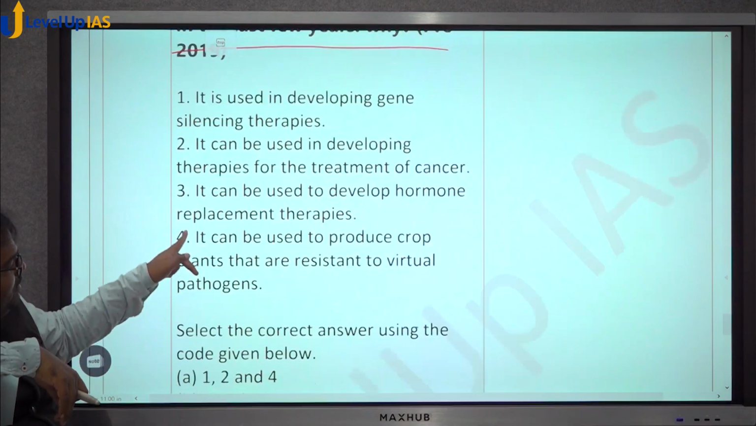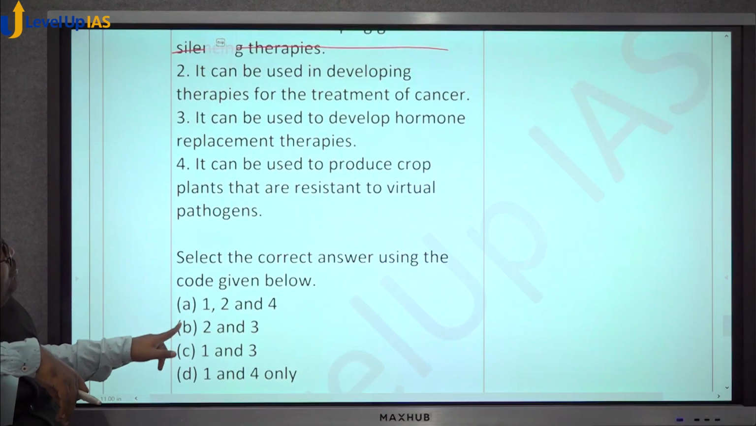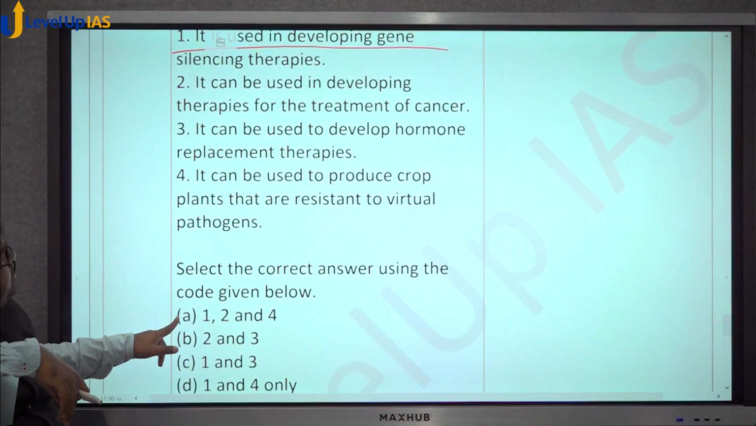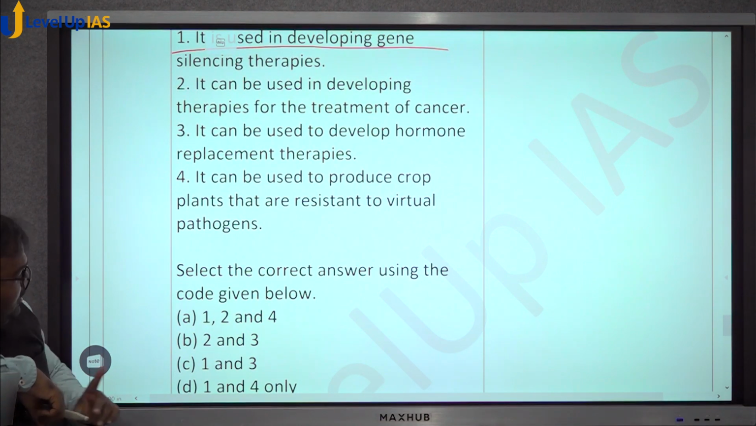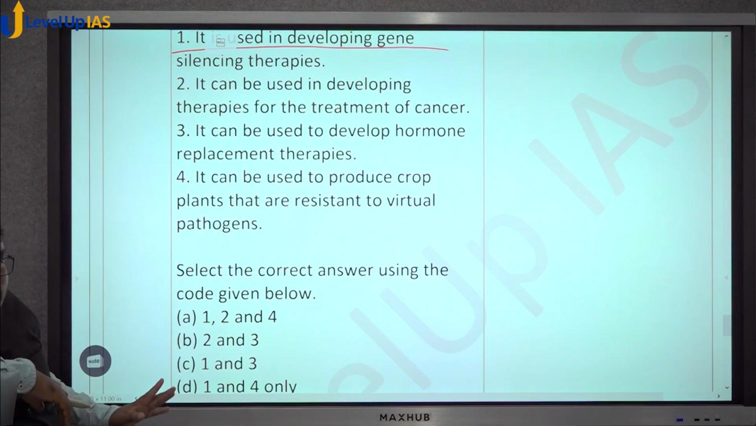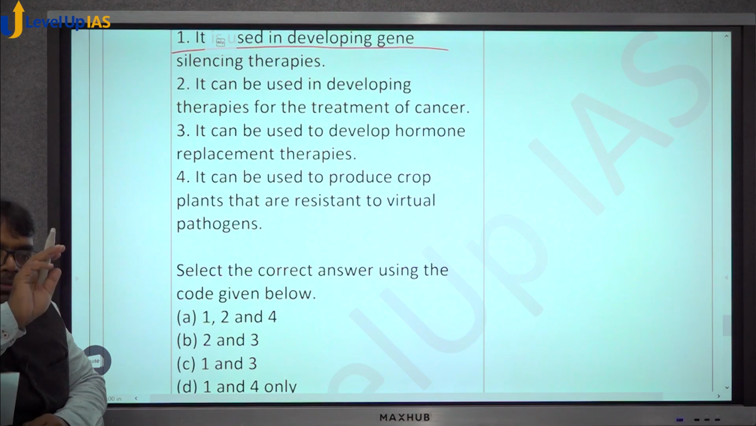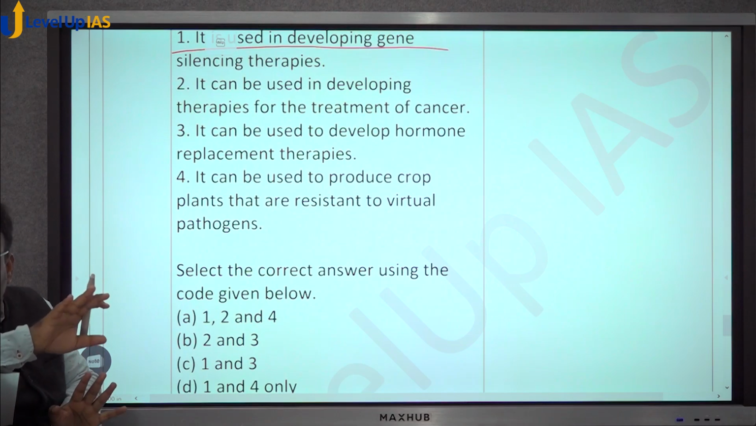See, use the knowledge that you have. It is used in developing gene silencing therapies. Is it correct? So see, something remains among A, C, D, one is eliminated, now we can take a guess, right?